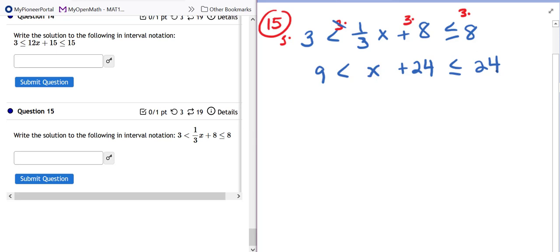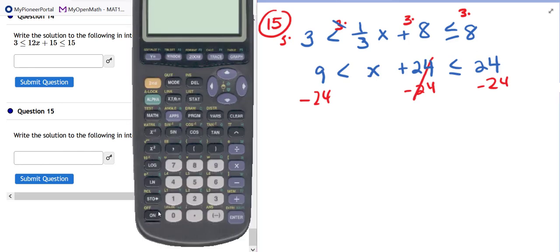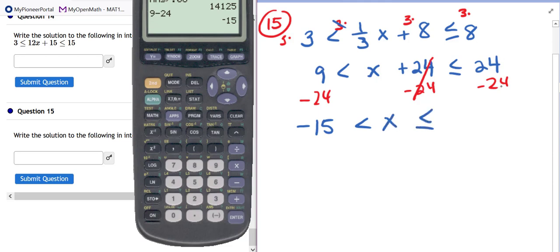All right, and now we're going to go in the middle to start to solve. And we have to subtract 24 all the way across. This cancels. So we have 9 minus 24, which is going to give us a negative 15, is less than x, less than or equal to, and this gives you 0. 0 is a number. It's okay to get 0. And so this should be our endpoints, a negative 15 and 0.